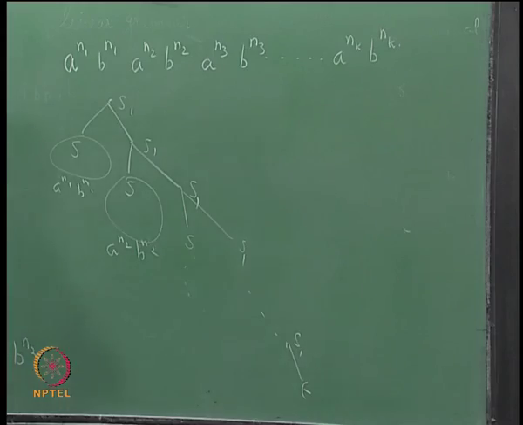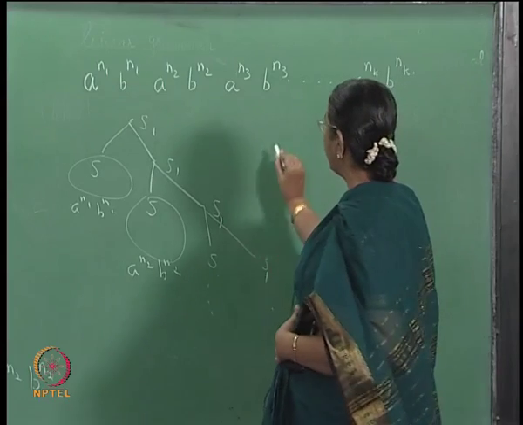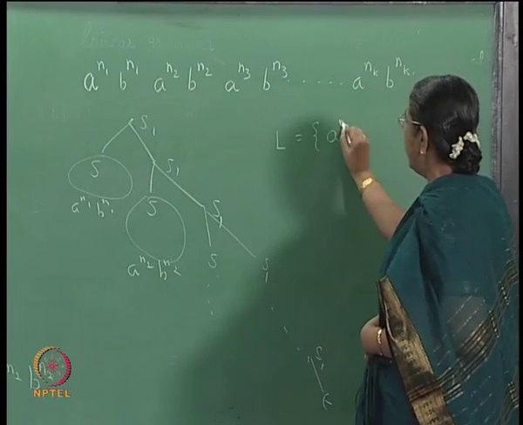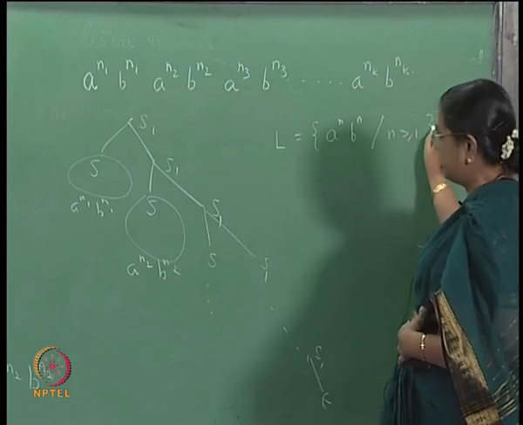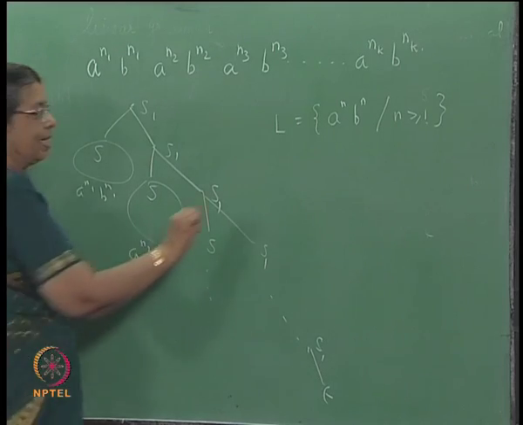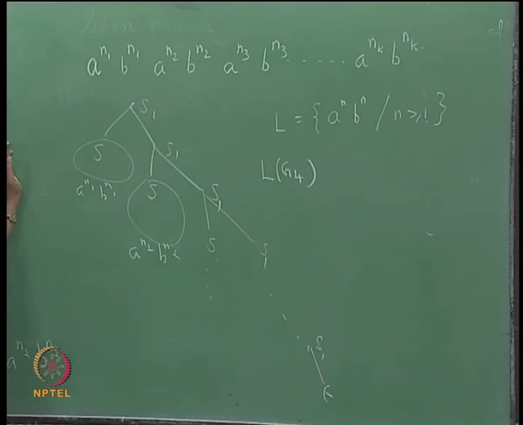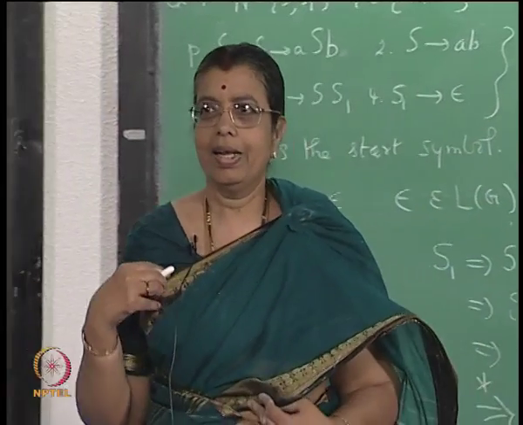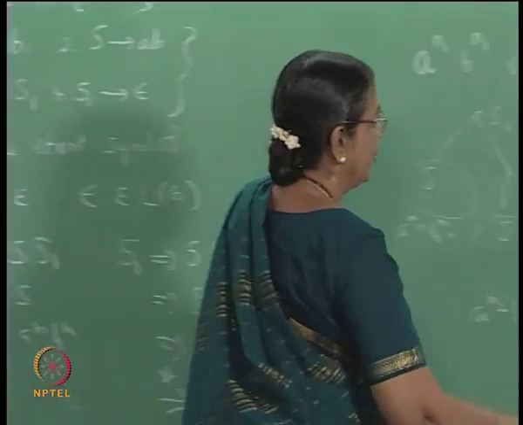Okay. What is the language generated by this grammar? It has strings of the form. Can you express it in a simplified form? Suppose I denote by L, a power n, b power n, n greater than or equal to 1, the first example which we considered. What is the language generated by the fourth grammar? I will put it as LG4. What is the connection between this and this? You have studied set operations on sigma star. So, that is L star, right, the Kleene closure of L.